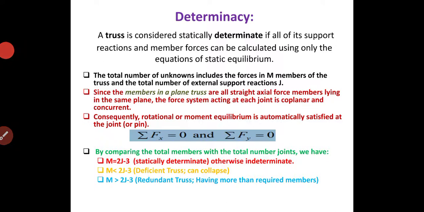Now determinacy. A truss is considered statically determinate if all of its support reactions and member forces can be calculated by using only the equations of static equilibrium. I am telling you time and again, the total number of unknowns includes the forces in the m members of the truss and the total number of external support reactions. Since the members in a plane truss are all straight axial force members lying in the same plane, the force system acting at each joint is coplanar and concurrent. Consequently, rotational or moment equilibrium is automatically satisfied at the joint of a pin.